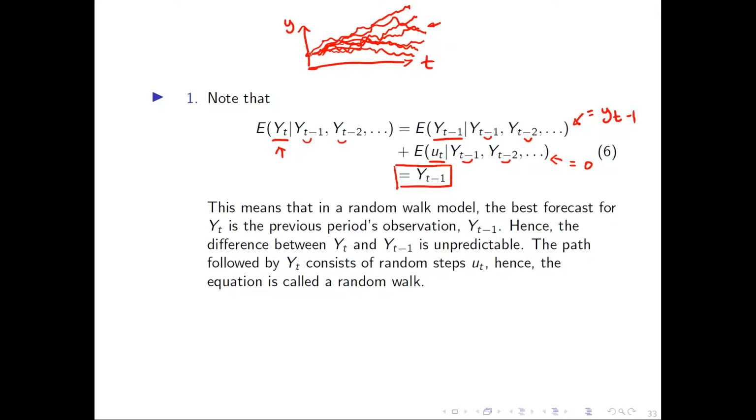But the expected value, if you're at t equals 0 here, and you would predict the value at t equals 10 here, then you would just predict a flat line here, because this error term is what is driving the process, and the expectation of the movement up or down is on average 0.